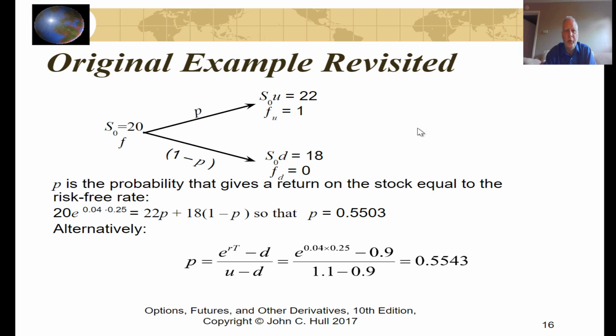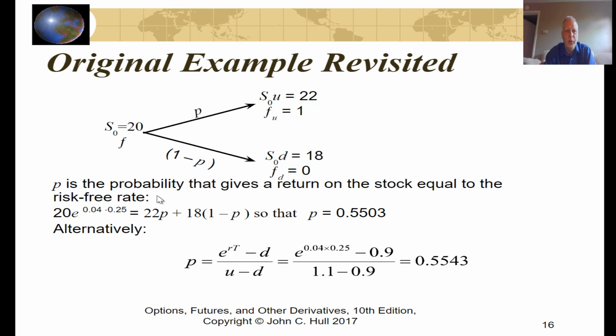If we look back again at our original example, using P and 1 minus P, we can say the stock price is initially $20. It has a probability P of going up to a price of $22. Our strike price was again $21, so if that's the case, the value of the call option would be $1. It has a probability 1 minus P of going down, in which case the stock price will be $18, and the value of the call option will be 0, since the strike is 21 and above the final stock price.